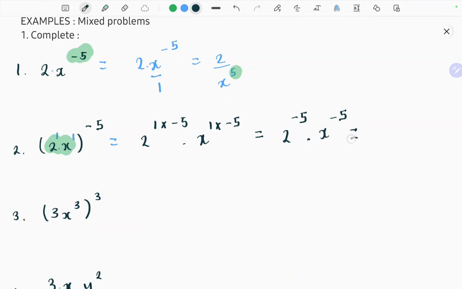And then remember, when we interchange the numerator and denominator, the exponent becomes positive. So this is 1 over 2 to the power of 5 multiplied by 1 over x to the power of 5.